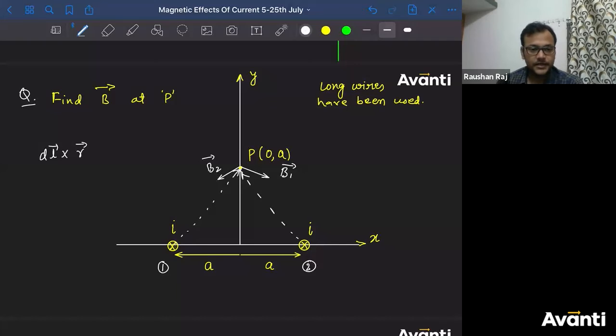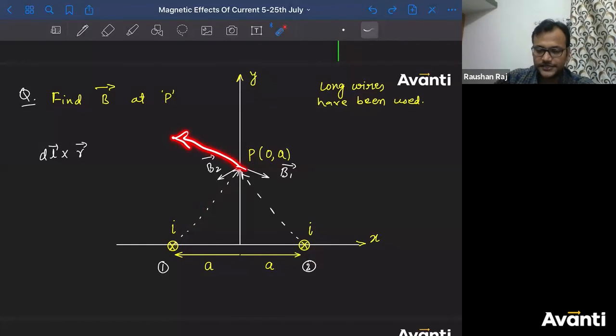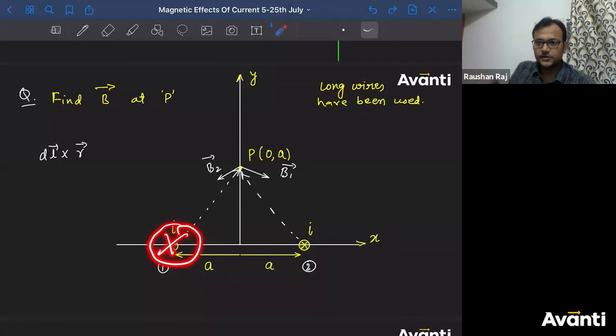B should be perpendicular to R and DL also. So B cannot be into the plane or out of the plane. Perpendicular to this will be what? Either this direction or this direction. ठीक है? This will not be there because DL cross R. तो DL को अंदर रखो. Finger, direct your finger into the plane. सब लोग करो बच्चा लोग. Direct your finger into the plane. नीचे की ओर ऐसे करो, ऐसे.